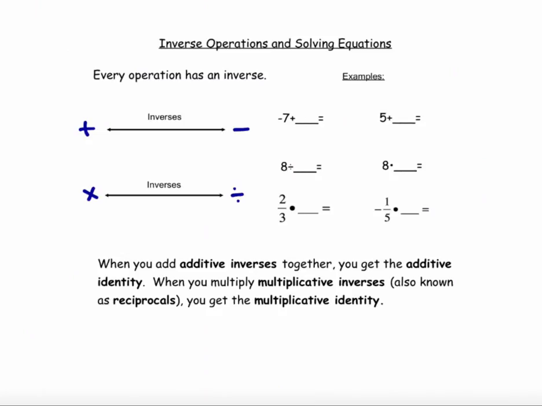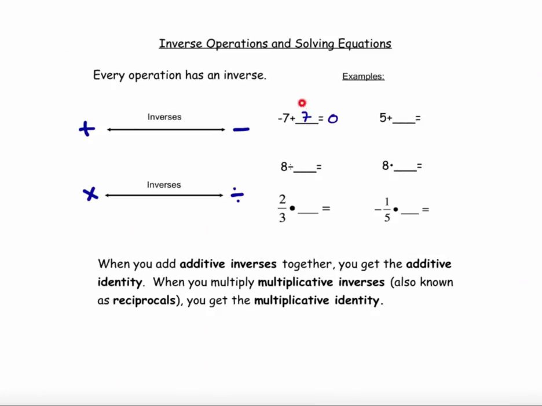For instance, the first example I want to give is -7 plus 7 equals 0. And I want to bring your attention to the bottom of the screen for a moment, which says when you add additive inverses together, you get the additive identity. Now, it's a lot of big words. What does that mean? -7 and +7 are called additive inverses, right? And it kind of makes sense. And 0 is called the additive identity.